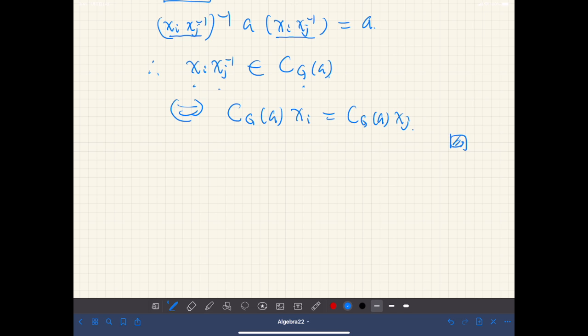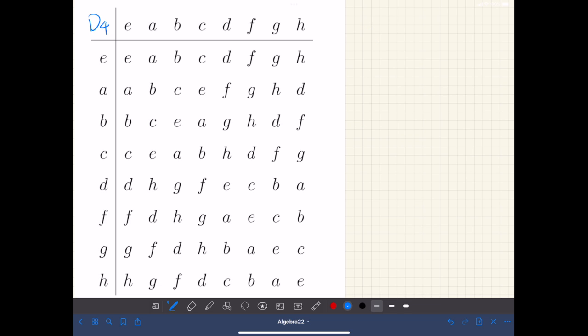And as a corollary to this theorem, we can say that the number of elements in the conjugacy class of A divides the order of G, which is a simple application of Lagrange's theorem. Okay, let's see an example. Again, we consider the dihedral group of order 8, and we want to find the conjugacy classes of this group.